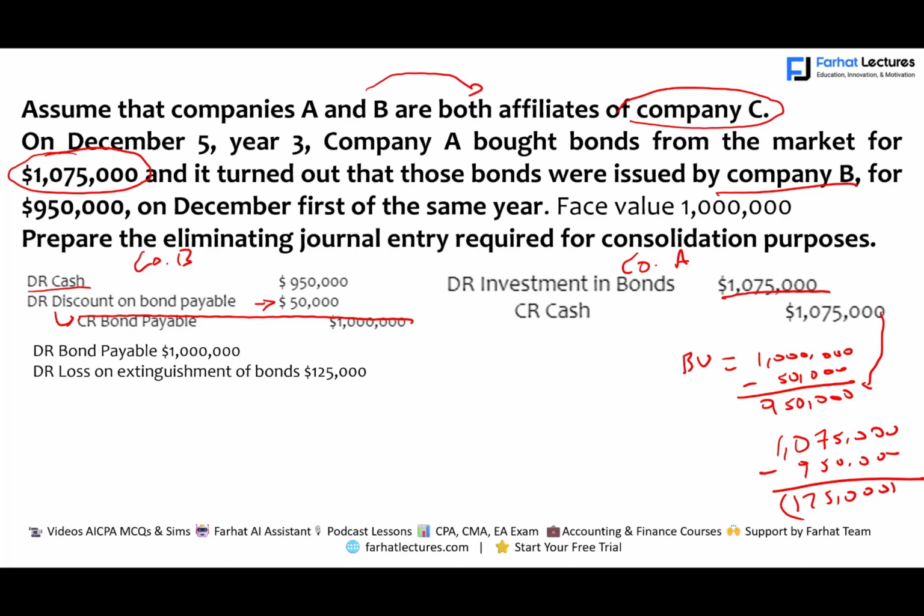What else do we have to get rid of? We have to get rid of the discount. This is a debit discount of bonds payable. We have to get rid of this. What do we do? We credit discount on bonds payable to get rid of this. So the bond is gone and the discount is gone. So technically the bond is gone. Are we done yet? No.